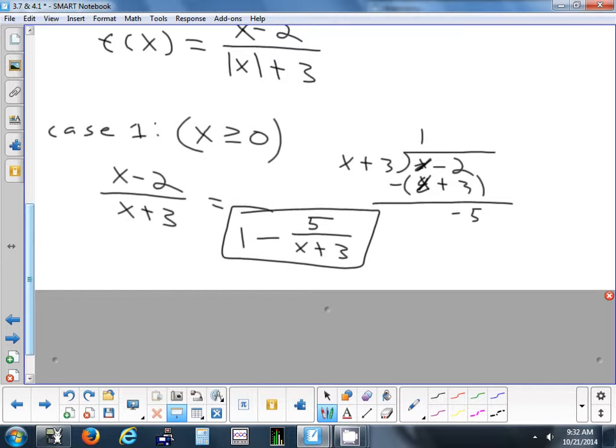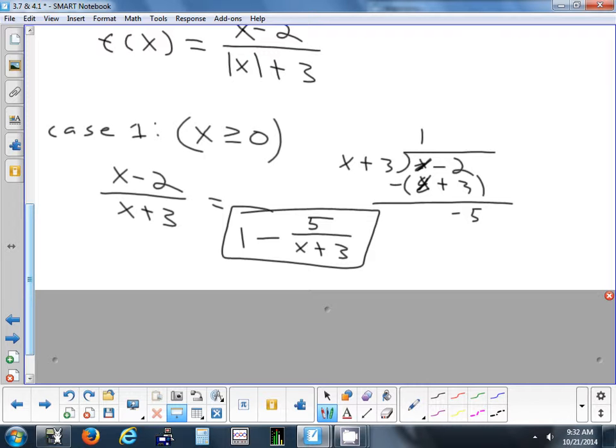It's just like you would do with long division with numbers. You can always write it as your quotient plus or minus your remainder over your denominator. Okay, what was divided into it. Now it's in standard form.